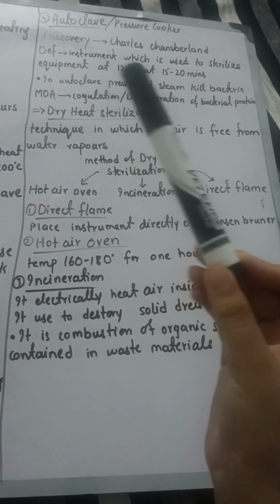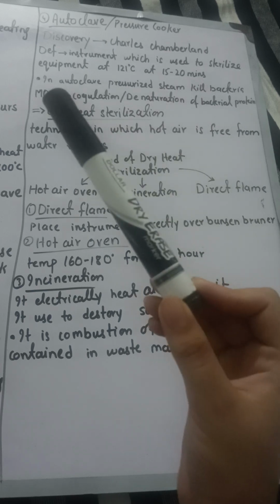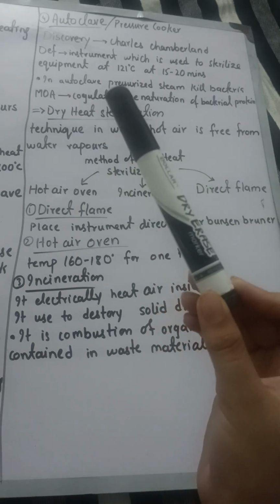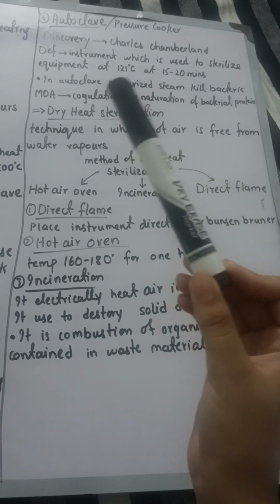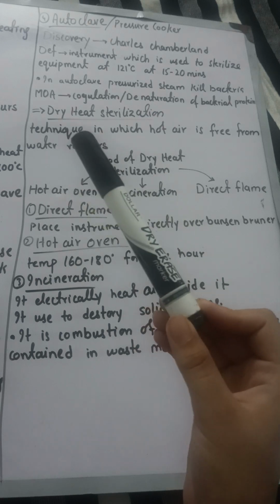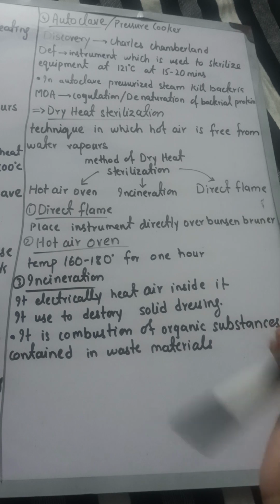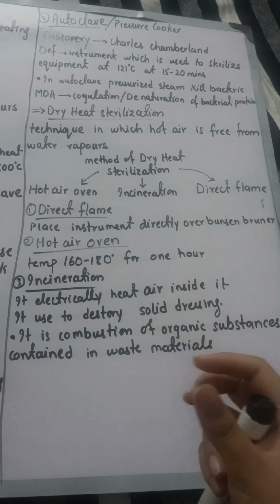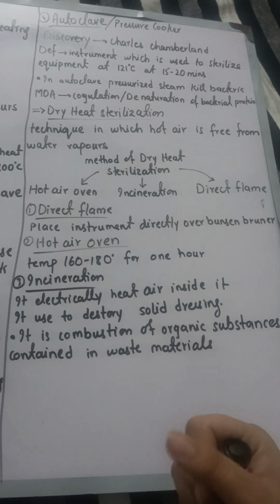First of all, it was discovered by a scientist called Charles Chamberland. The definition is that it is an instrument used to sterilize equipment at a temperature of 121 degrees centigrade for 15 to 20 minutes. So now the temperature is above 100 degrees centigrade. In the autoclave, pressurized steam is used to kill the bacteria. In the autoclave and in the pressure cooker, the steam is pressurized, and this pressurized steam is very helpful to remove all kinds of bacteria.